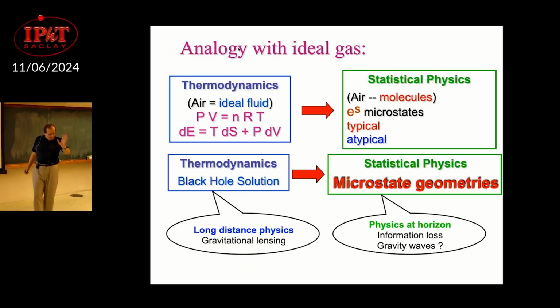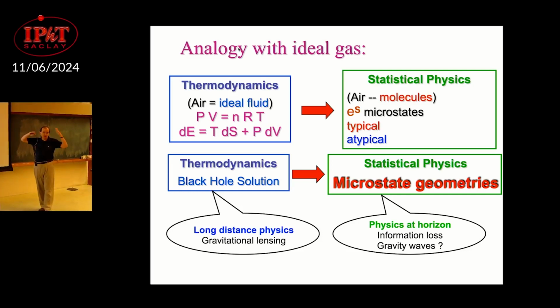Just to give an analogy, let me finish this and then give an analogy with an ideal gas. You can describe the ideal gas in two ways. Using thermodynamics, PV equals nRT, you can fly airplanes. And the thermodynamical description is given by the black hole solution. This is just describing the air as an ideal fluid.